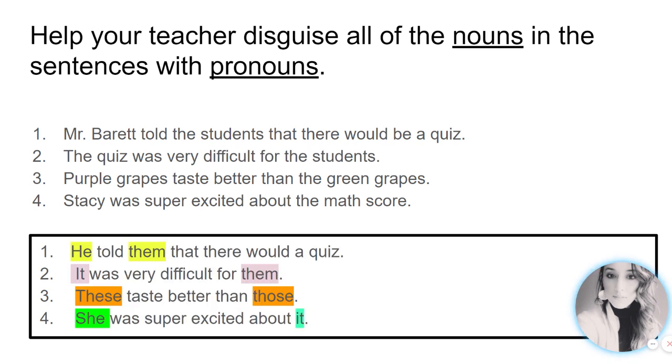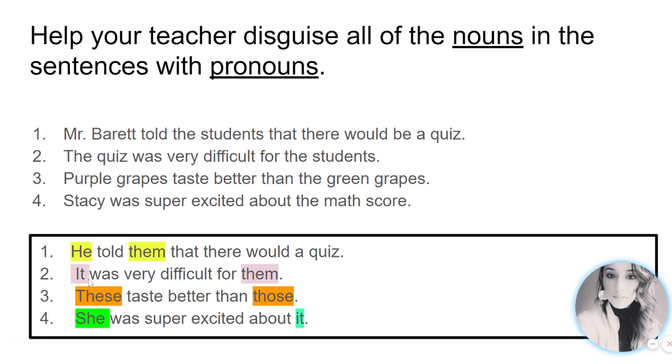So by replacing the nouns with a pronoun, we would have the following new sentences. For example, number 1, he told them that there would be a quiz. He is replacing Mr. Barrett, and them is replacing the students. Mr. Barrett and the students are the antecedents for he and them. Number 2, the quiz was very difficult for the students. It was very difficult for them.